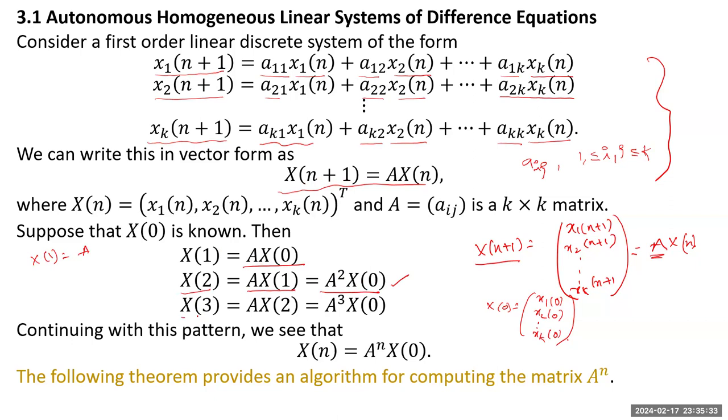And X of 3: putting n equal to 2, we can write X of 3 is equal to A X of 2. But X of 2, we know from the previous equation, is A squared X of 0. So on and so on, and finally X of n is equal to A to the power of n times X of 0. So this is the solution for the vector matrix form of the system of difference equations. In this, what is the main ingredient? To find A to the power of n, that is the nth power of the matrix A, with the initial condition X of 0.